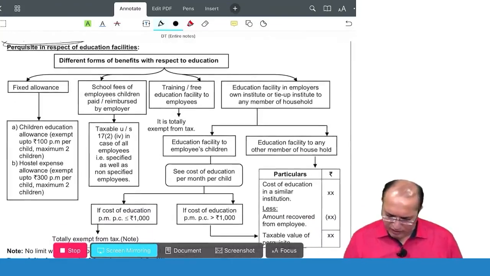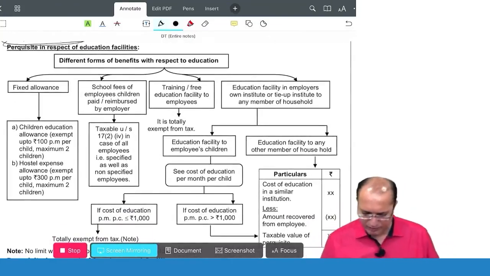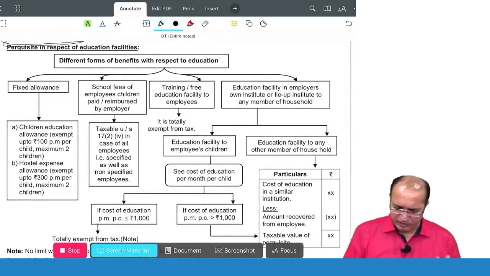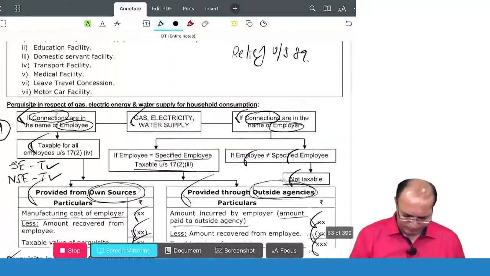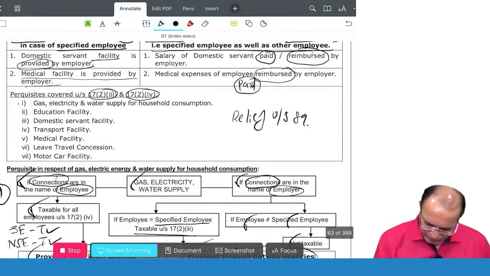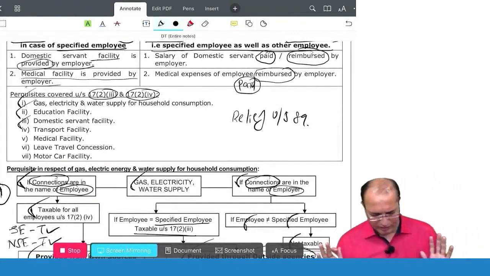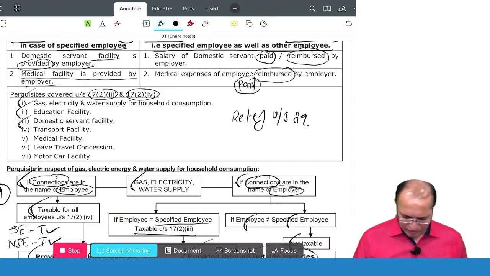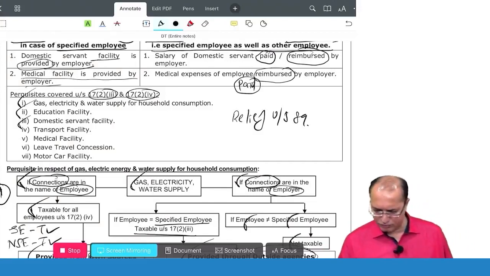So we have covered this. Still we have 10 minutes of time, so we'll complete this education facility also. Gas, electricity, water supply is over. Domestic servant facility is over. We'll complete the education facility and we'll wind up. In the evening session, our target would be to complete the remaining 5 points, and the chapter of income from salary will come to an end.